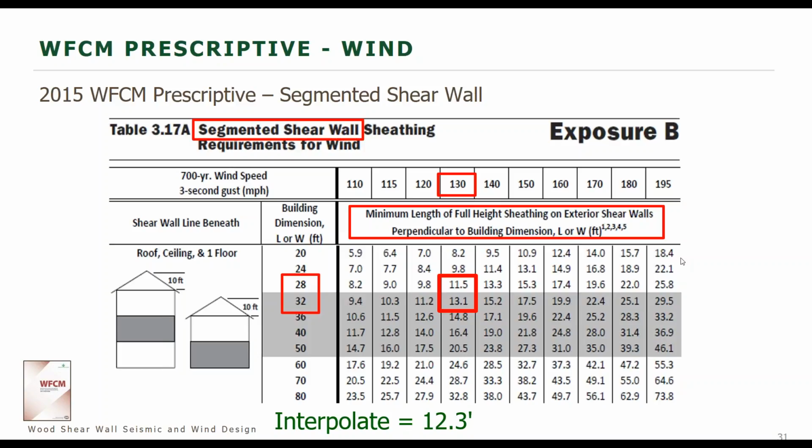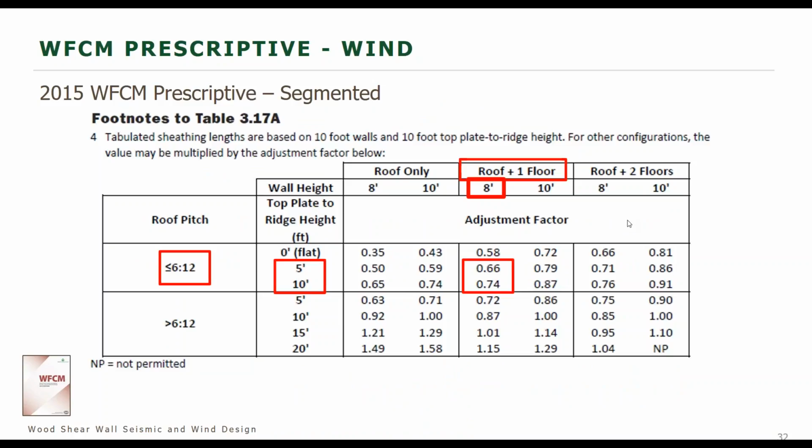Now you'll see that we have several footnotes that apply up here. So if we check those footnotes, we'll see that footnote 4 is especially important. It provides an adjustment for the required sheathing lengths based on the wall height and the top plate to ridge heights. So the tabulated values assume that the wall height and the top plate to ridge height are 10 feet. We have less than that for our walls. So we have an 8-foot wall height and a 6.25-foot top plate to ridge height.